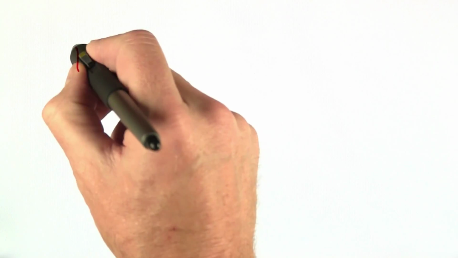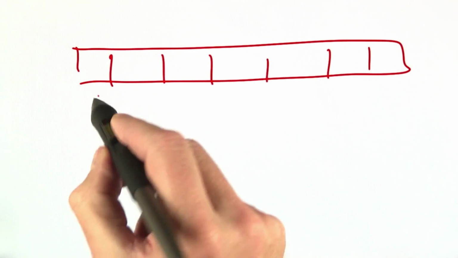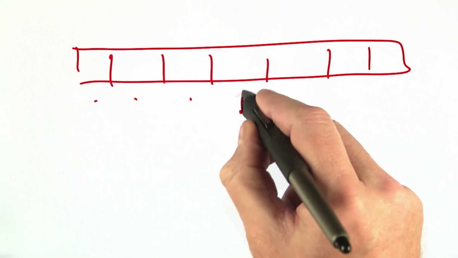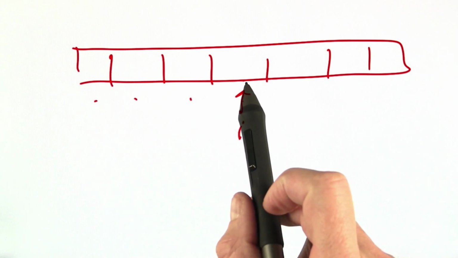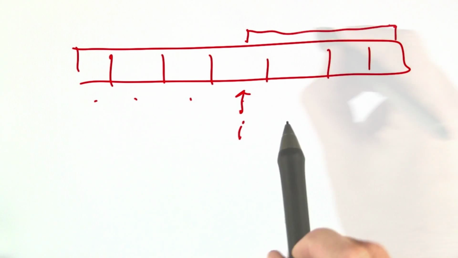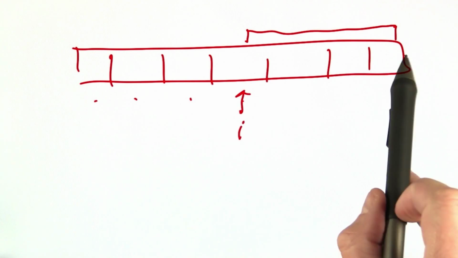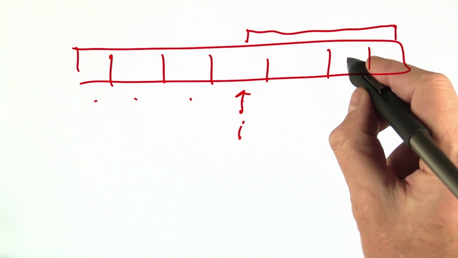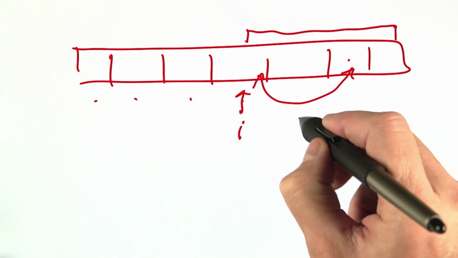So again, we've got our deck, and we're going through one at a time, looking at each position. And when we get to a general position I, we're going to swap I with the range from I through to the end. So we're going to pick out, for this element I, any one of these elements, and then swap them. Say we pick this one, then we would swap those two, and then we'd move on to the next position of I.